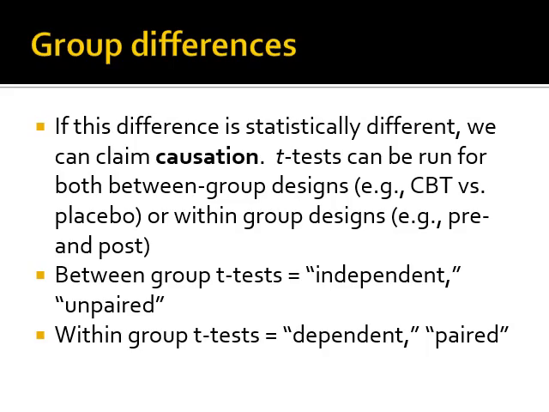T-tests can be run for both between group designs. So, for example, CBT versus placebo, here we have two different groups of people, two different samples being compared to one another. Or within group designs, for example, pre and post. Here we have the same group of people, the same cohort group, if you will, being compared at two different time periods, so before they receive an intervention and afterwards. It's the same people being measured twice. Between group t-tests are known as independent or unpaired, whereas within group t-tests are known as dependent or paired.